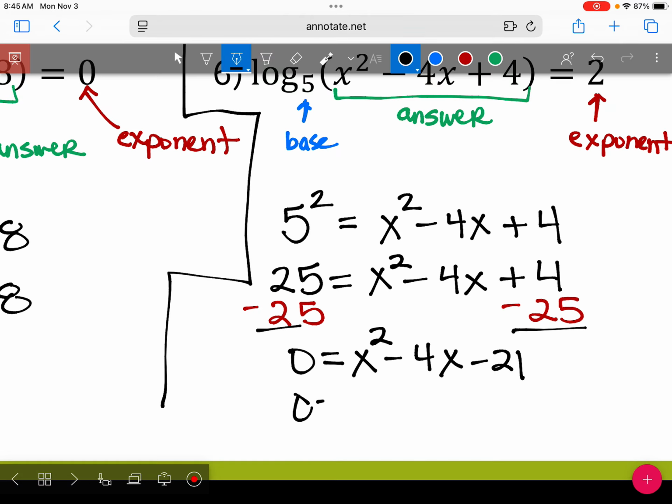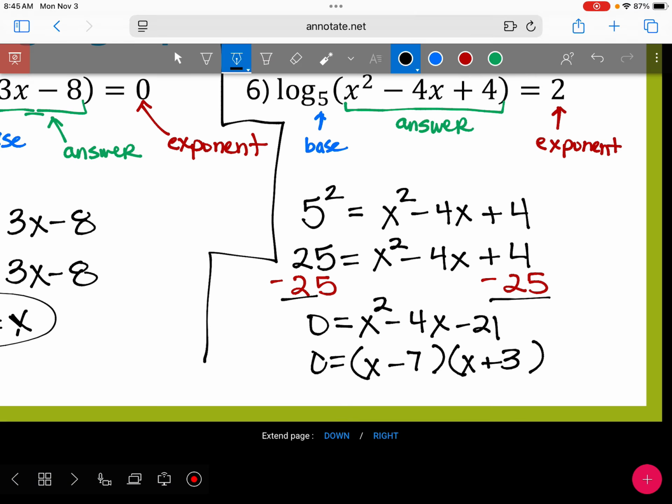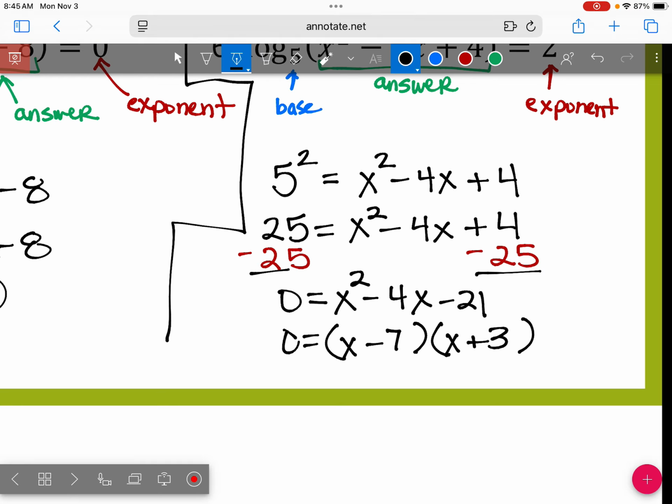So this time we'll have 2 answers. So we need 2 numbers. It has to multiply to give you negative 21 and add to negative 4. 7 and 3. Which one would be negative, Javay? Negative 7. Good job. Last step, set both of those equal to 0. So my 2 solutions would be 7 and negative 3.